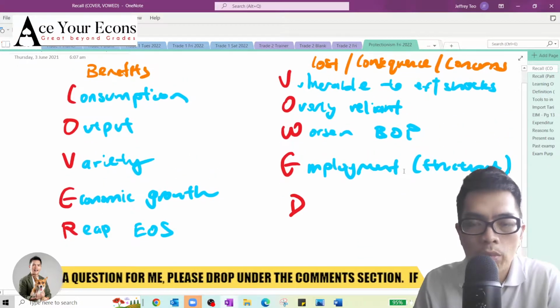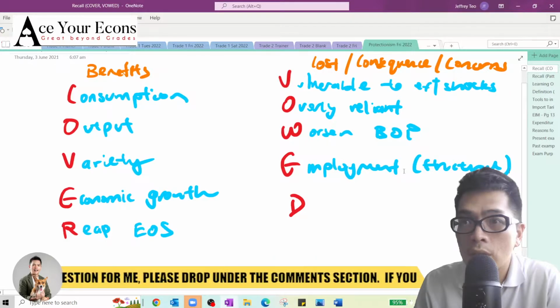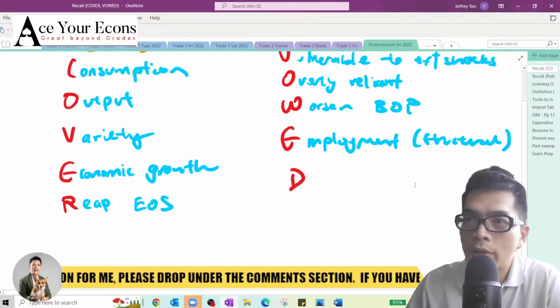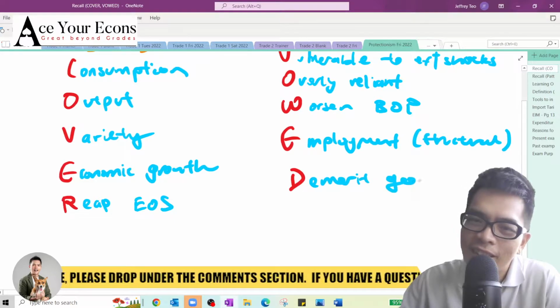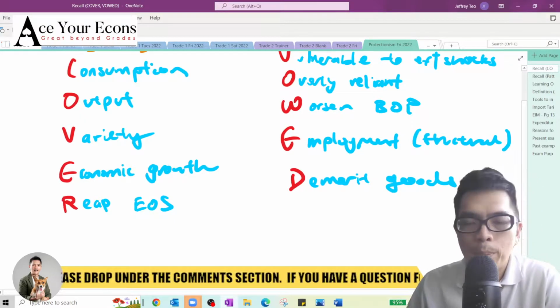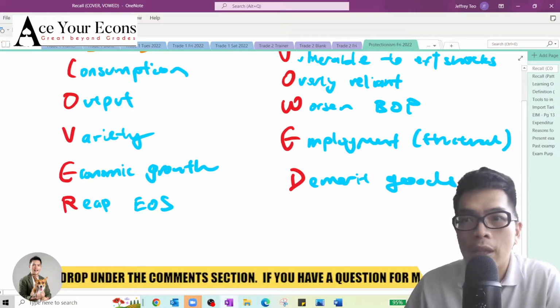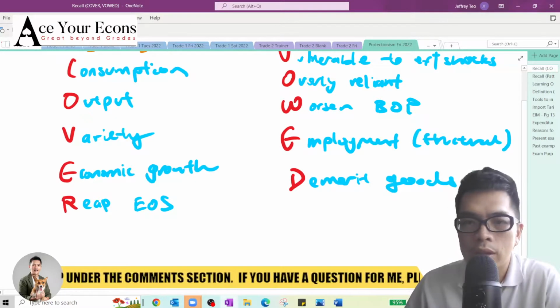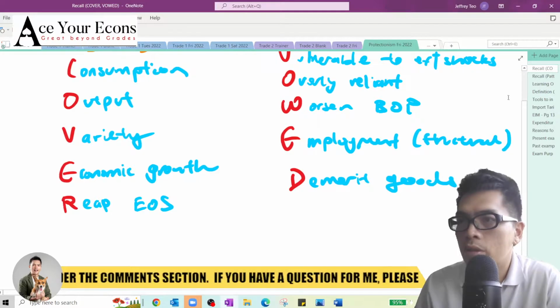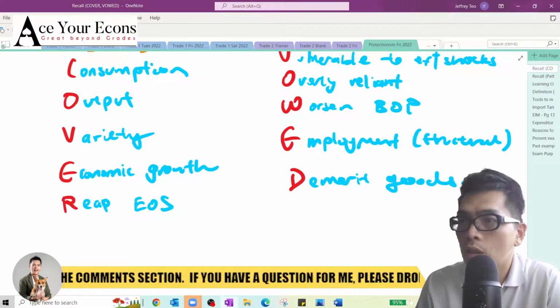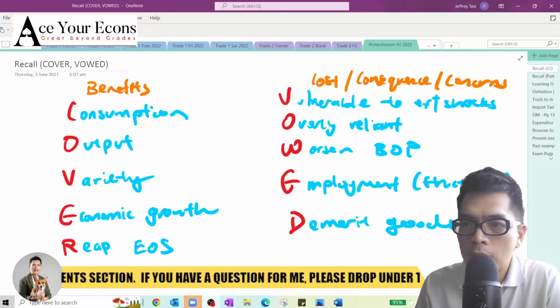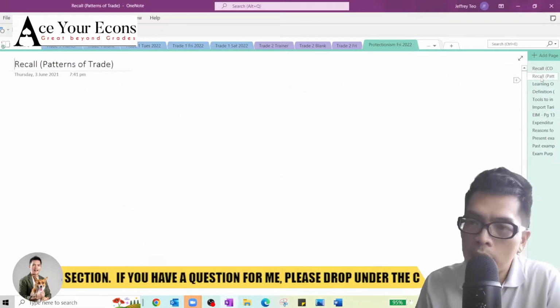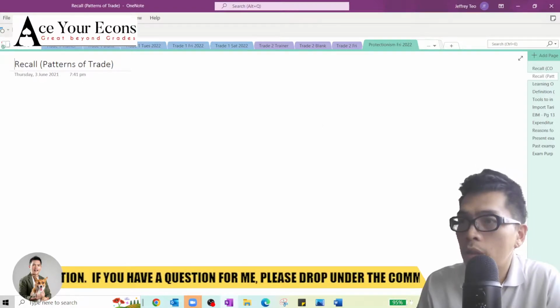Yeah, so later on we'll be using the concept of sunset and sunrise as well. Very good. Okay, someone already fast forward to D. Demerit goods. Import of demerit goods is going to worsen health, that kind of thing, and it can worsen your non-material standard of living. So later on, this will be covered in depth, and I will be moving on to patterns of trade (POT).